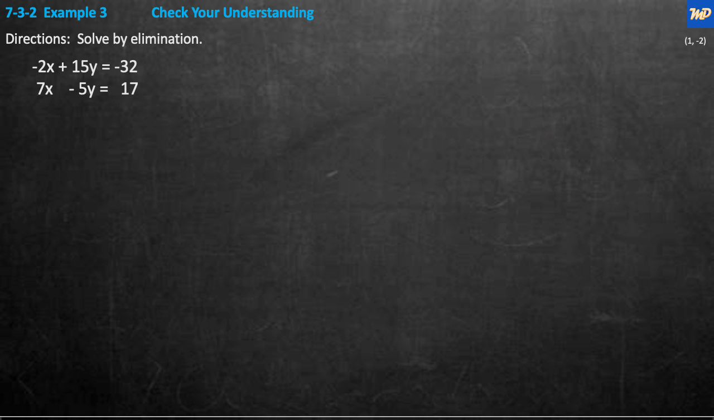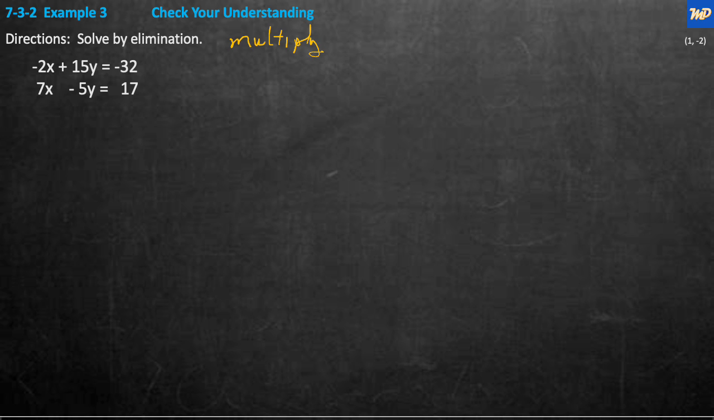Okay, example 3, check your understanding. Solve by elimination, and as we did before, we're going to be using multiplying. So what are we going to multiply? Well, what's easiest to get rid of? 2 times anything and 7, that doesn't get you anything. But 15 and 5 is good because you can multiply 5 by 3 and get 15. That's a good start. The 17 and 32 doesn't help you.